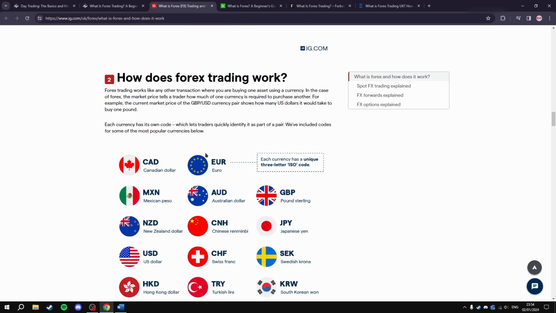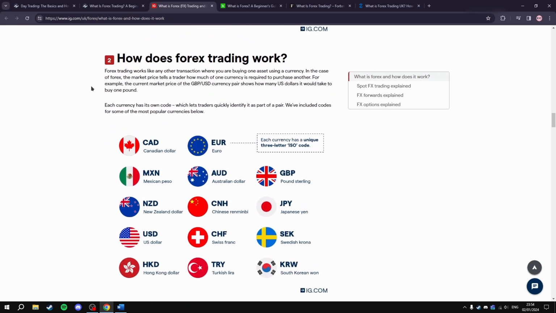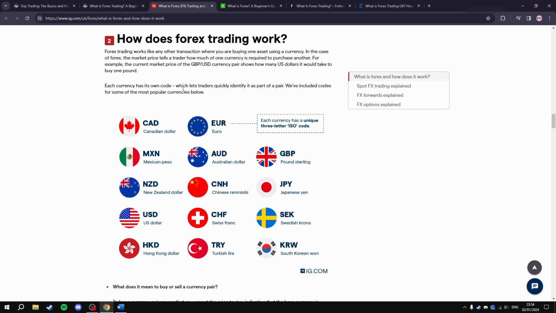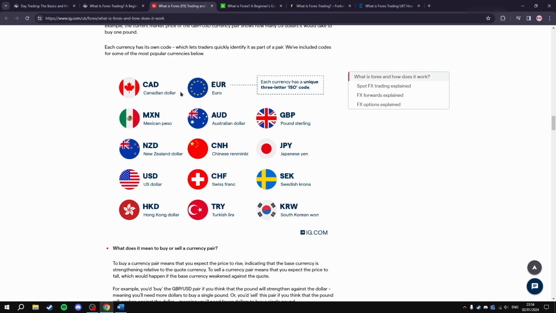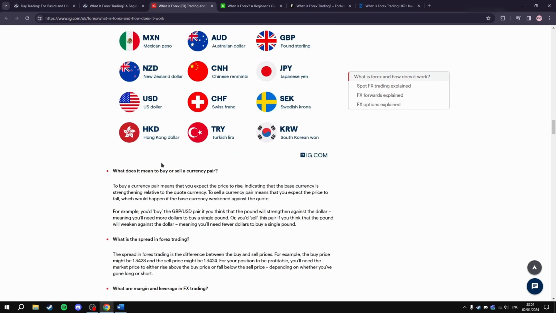How does forex trading work? Forex trading works only when you're buying one currency using another. The forex market tells the trader how much one currency is worth in another. For example, the current market shows how many dollars it would take to buy £1. Each currency has its own code.